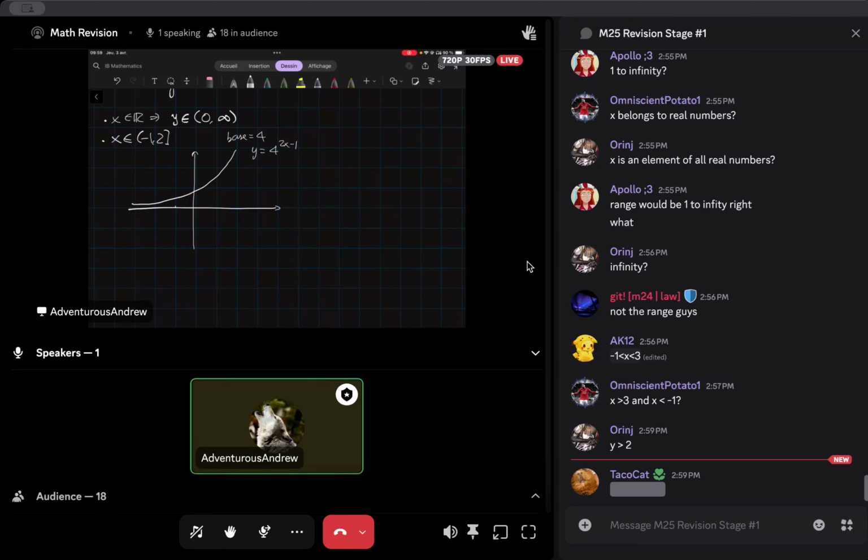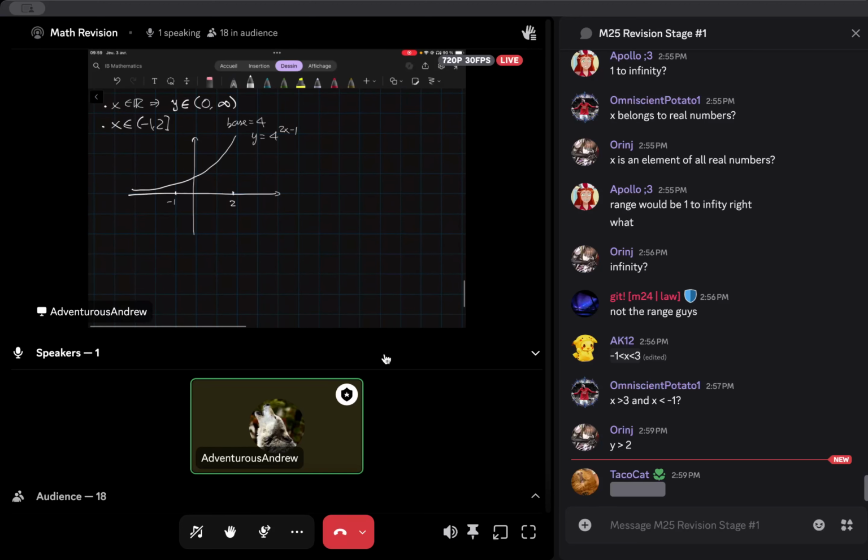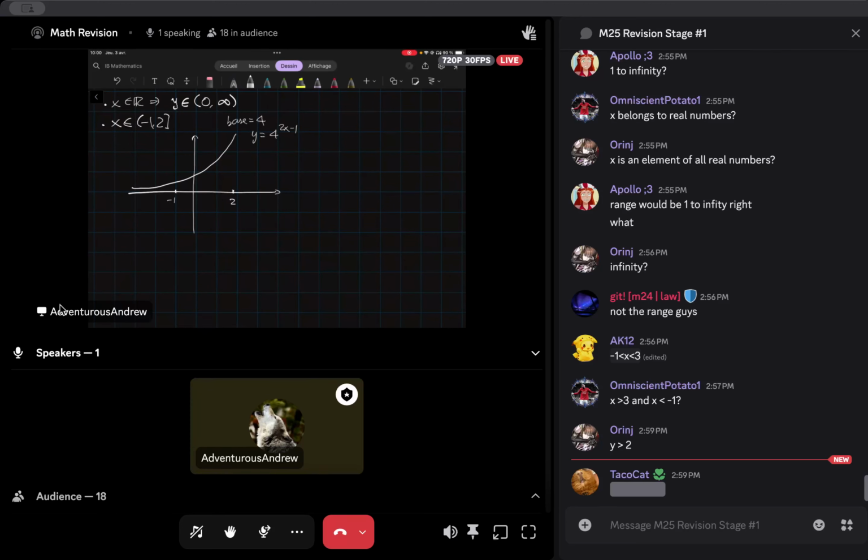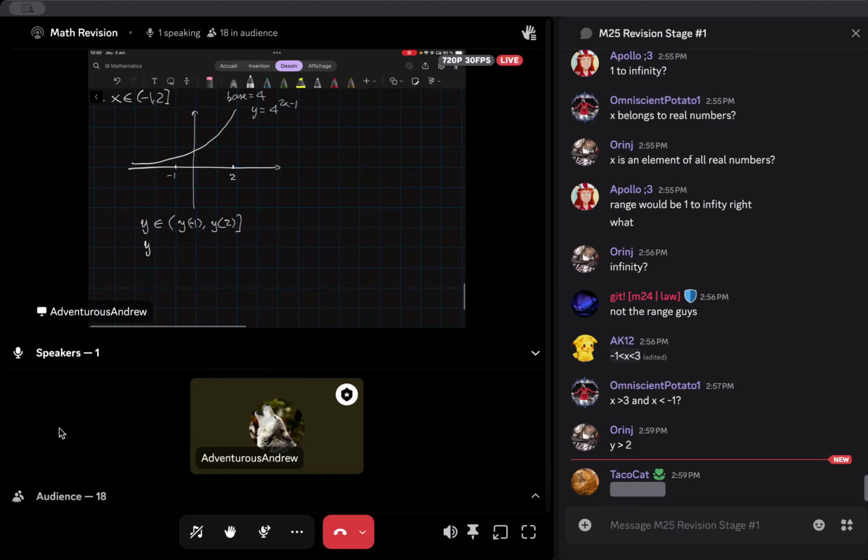We are given two points, -1 and 2. So that means that our lower bound, the range, is going to be from y of -1 all the way to y of 2. y of -1, that's going to be 4 to the -3. y of 2, that's 4 to the 3. In other words, from 1 over 64 to 64.